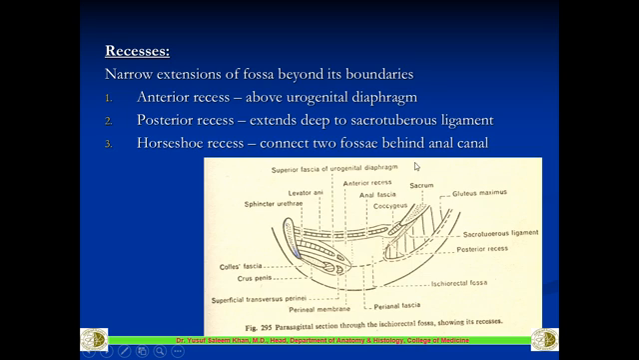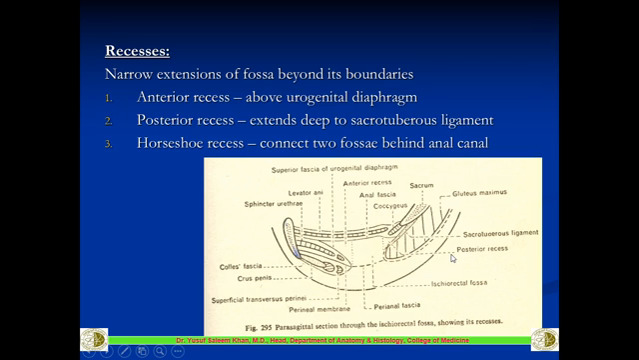inside you can see this is called the anterior recess. Anterior recess is above the urogenital diaphragm and below the pelvic diaphragm. It has to be below the pelvic diaphragm because whatever is below the pelvic diaphragm, that is called the ischiorectal fossa. Okay, so here is the anterior recess. Similarly, we have a posterior recess which is behind.